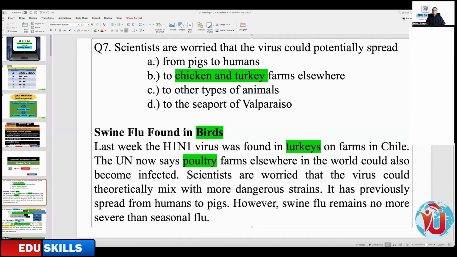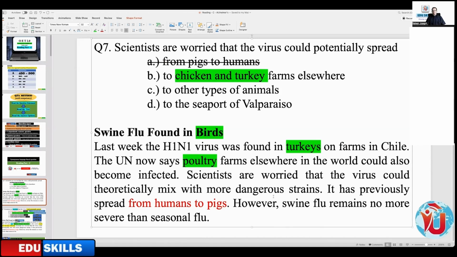Scientists are worried that the virus could potentially spread. Scientists here are worried about the swine flu found in birds. Nothing else. So what happens? Here, the possibility is that scientists are worried the virus could potentially spread from pigs to humans. You have here spread from humans to pigs, right? From humans to pigs, which is the opposite of this one, right? Yes. So that can be eliminated.